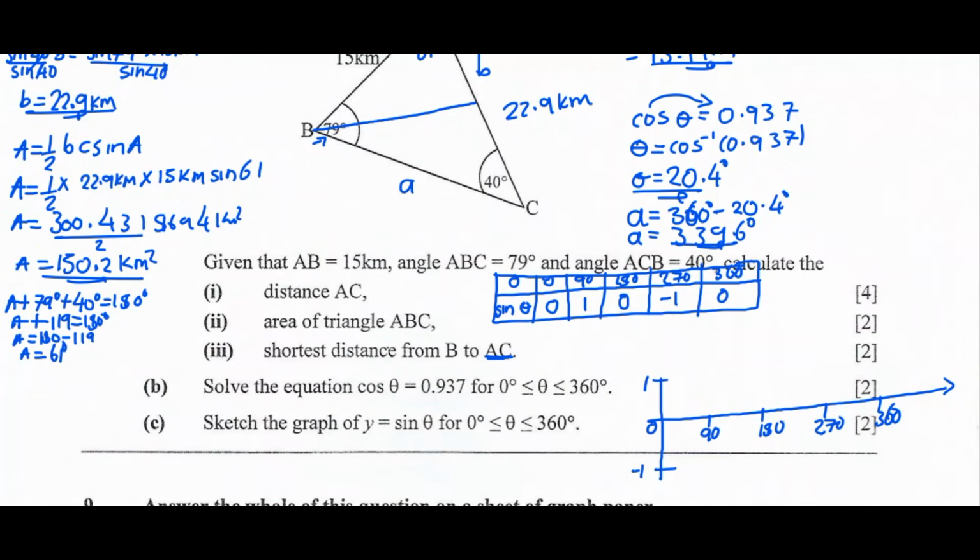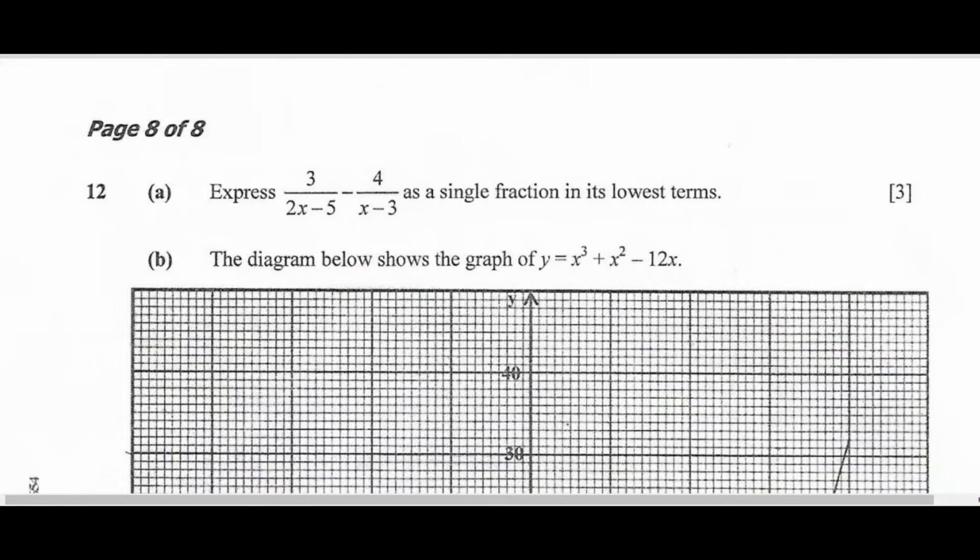So let's now plot. So 0, 0 is here, 90, 1 is somewhere here, 180, 0 is here, 270, -1 somewhere here, 360, 0 is here. So this is the sketch of the sine. So this is how you make a sketch. Okay, so now we move on to question 12a.